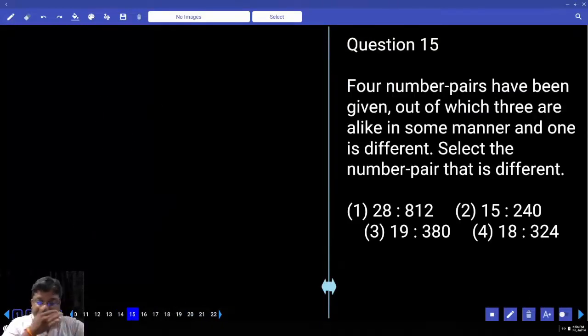Four numbers are given to us. Ma'am, this is a good question. I always stress on one important point. You should learn multiplication tables. Every time I'll stress on only one point. You should learn multiplication tables.